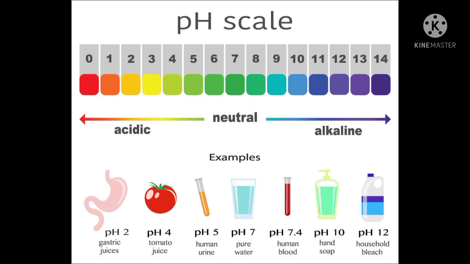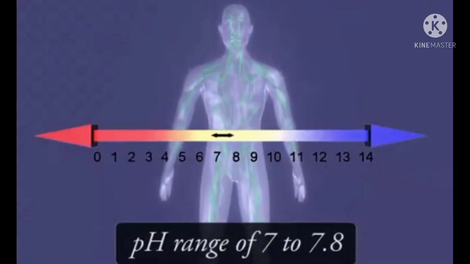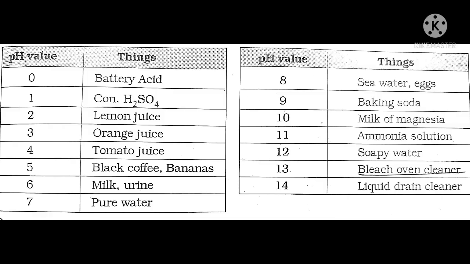Dear students, we can talk about another important table, that is the pH values of things. The pH range of human beings is 7 to 7.8. Students, look at the table with some important pH values of things. First one is battery acid, pH value 0.